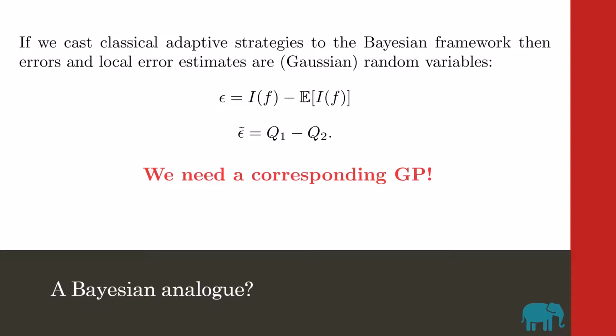In the adaptive trapezoidal rule, the interpolatory scheme was the linear interpolant of the integrand evaluations. So we now need a Gaussian process whose posterior mean is the linear interpolant of the integrand evaluations. There is a famous one that has this property. In fact, it is the only Gaussian process that has this property, and it's called the Brownian motion.